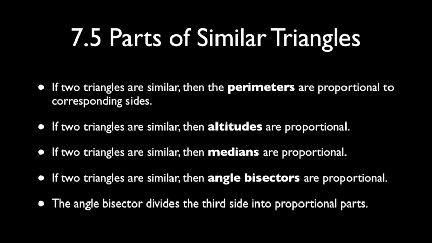7.5 has theorems based on parts of similar triangles. The theorems are: if 2 triangles are similar, then the perimeters are proportional to the corresponding sides. Likewise, the altitudes are proportional, the medians are proportional, the angle bisectors are proportional, and the angle bisector divides the third side into proportional parts.